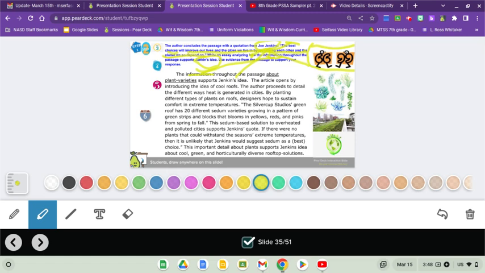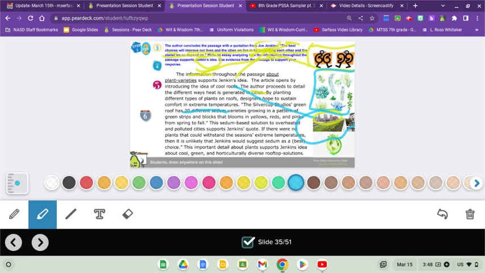The article opens by introducing the idea of cool roofs. Oh, I see a picture of a cool roof over here. I'm going to circle it in blue. The author proceeds to detail the different ways that heat is generated in cities. Oh, there's a city right there. By planting different types of plants on roofs. Well, here's different types of plants right here. Designers hope to sustain comfort in extreme temperatures. Quote, "The Silver Cup Studios green roof has 20 different sedum varieties."